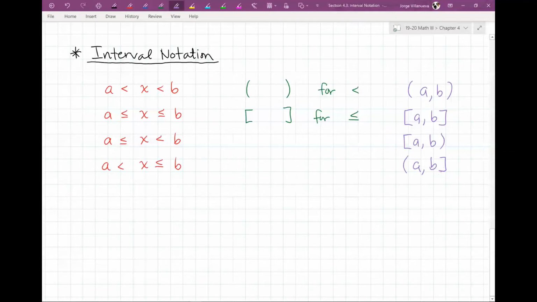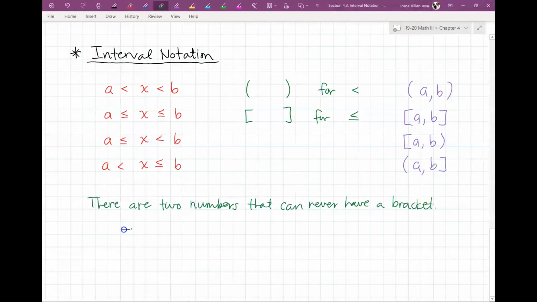Now, there are only two numbers that never can be bracketed. Okay, so let me put that right here. There are two numbers that can never have a bracket.